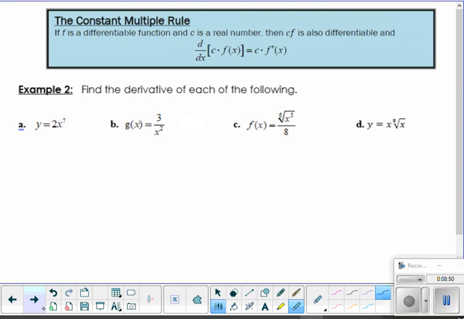On the back, or no, on the bottom, it says the constant multiple rule. If f is a differentiable function and c is a real number, then c times f is also differentiable. And the derivative of that function, c times f of x, the derivative of all of this is c times f prime. Basically, you remember like limits? And we had limits of c times f of x, where we could bring the c out front.